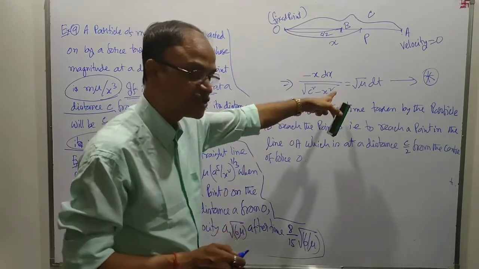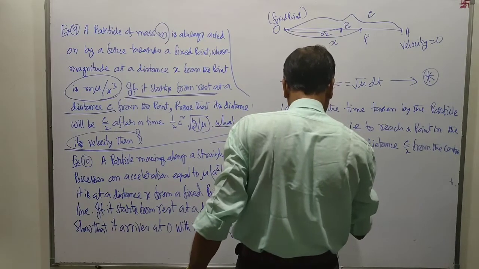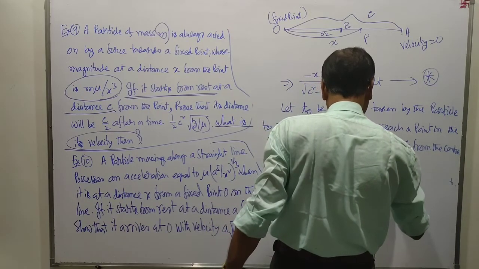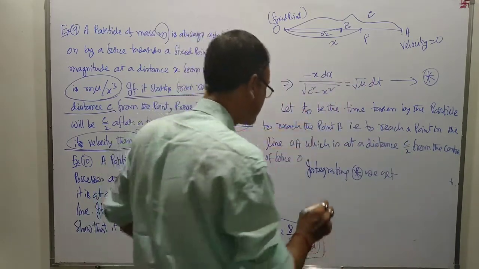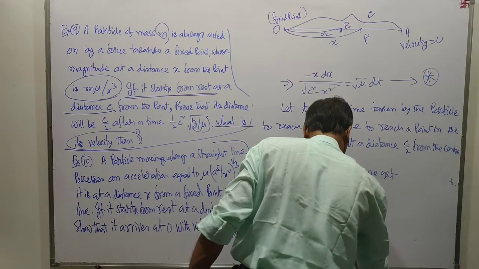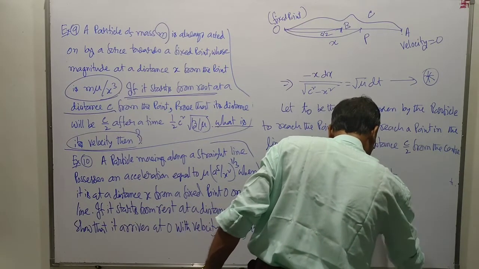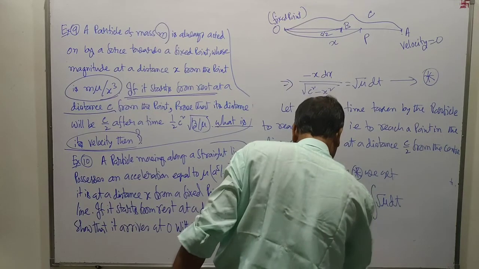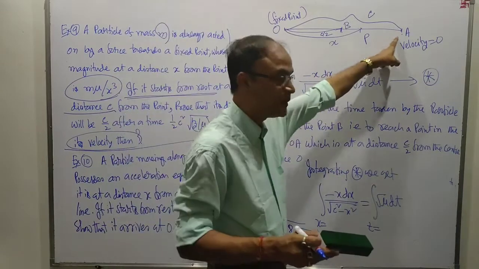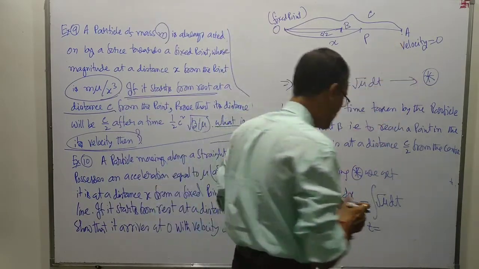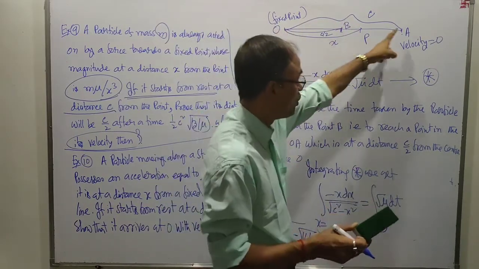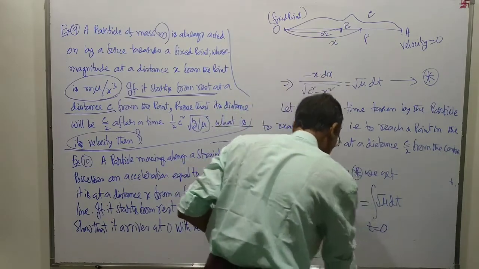Now, integrating star we get, we have to find the value of T naught. Integration minus x dx over root of c square minus x square is equal to integration root over mu dt. Initially at the point A, t equal to 0. Initially at the point A, the distance from O was c. Therefore x is equal to c.